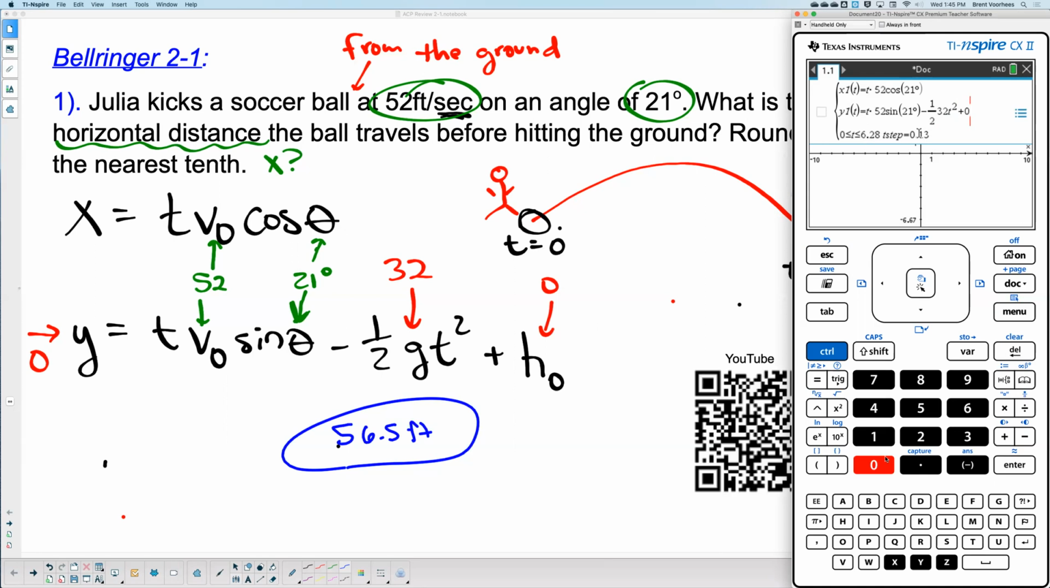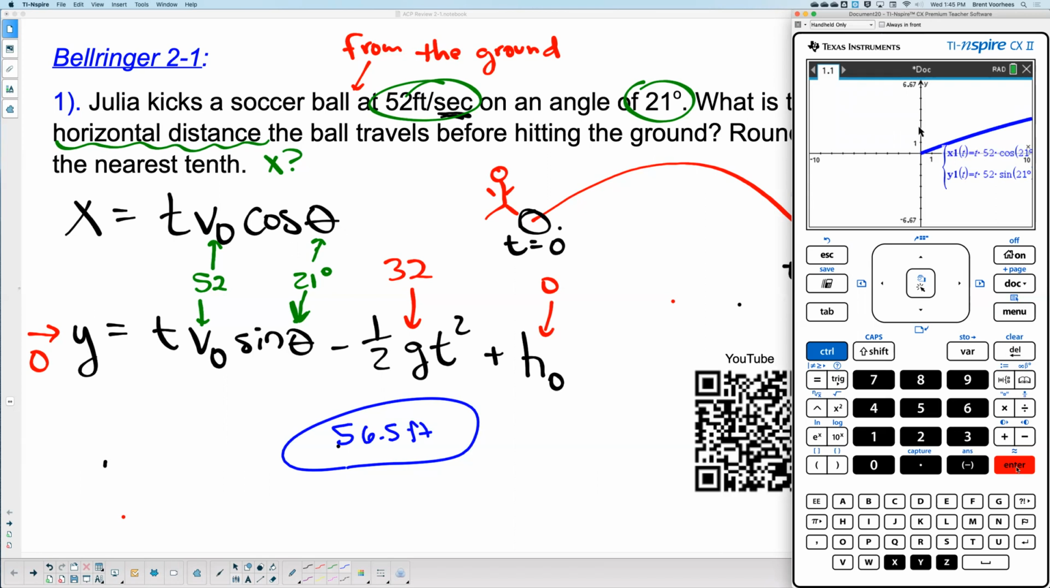Now, normally I tell you if they don't give you a time value, do either -5 to +5, -10 to +10. This is real world. I don't need any negative time. So I'm just going to leave it at 0 to 6.28. Just for the sake of time, we're just going to leave it where it is. Press enter. It should show you the trajectory of the soccer ball.